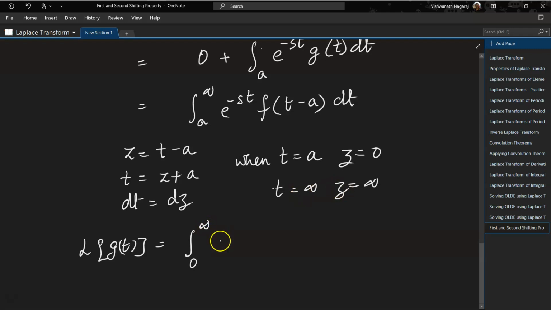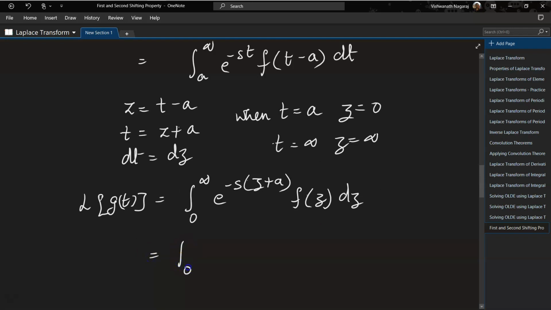So the integral from 0 to infinity of e to the power of minus s times t, and t is z plus a, so z plus a. f of t minus a, and t minus a is z, so f of z, and dt is dz. Okay, now we can simplify this. Let's split it off: e to the power of minus sz times e to the power of minus sa, f of z dz.